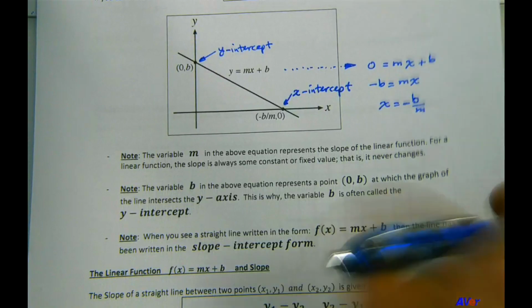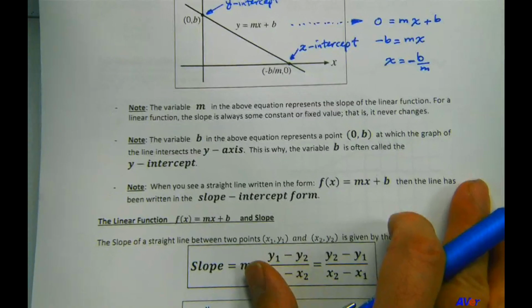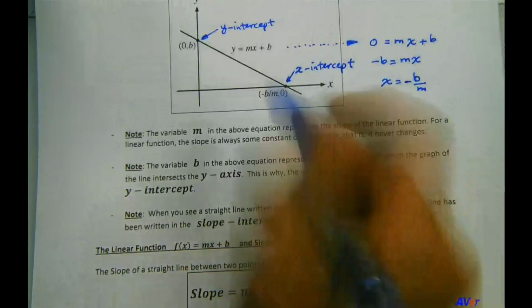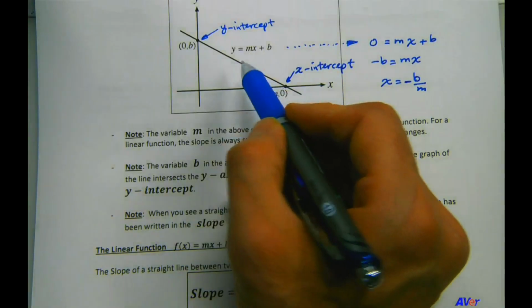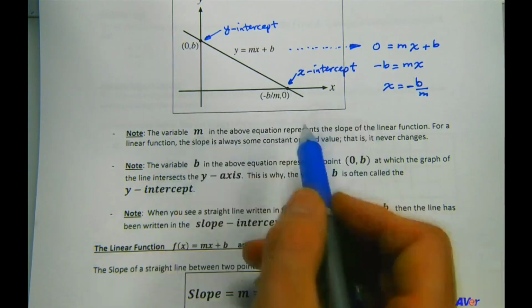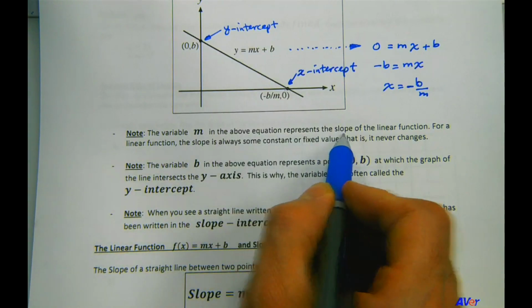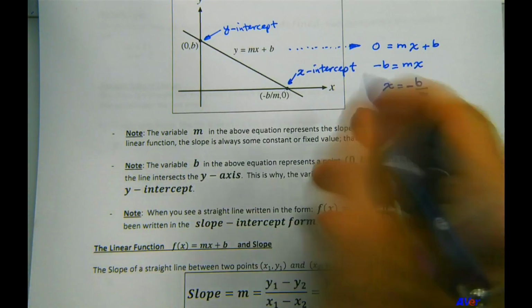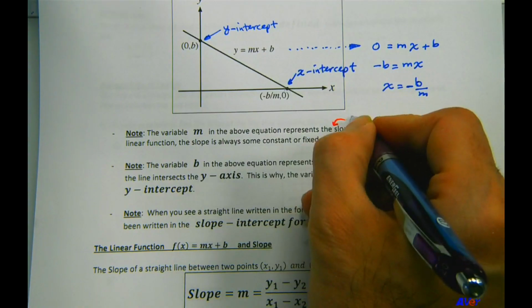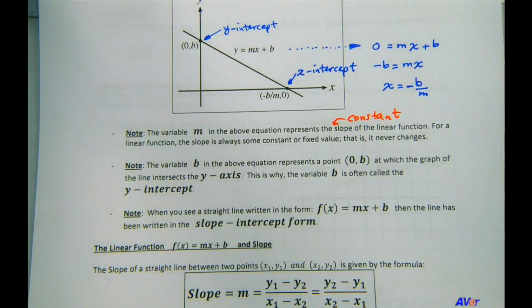So usually in all the books that you pick up on algebra, you always see that the slope of a linear equation is referred to with the letter m. So that's what I've used. So the variable m in the above equation represents the slope. And let me add something to this. It's not only the slope, it's the constant slope. It does not change. The slope for a linear equation or a straight line does not change. It's always a constant value.